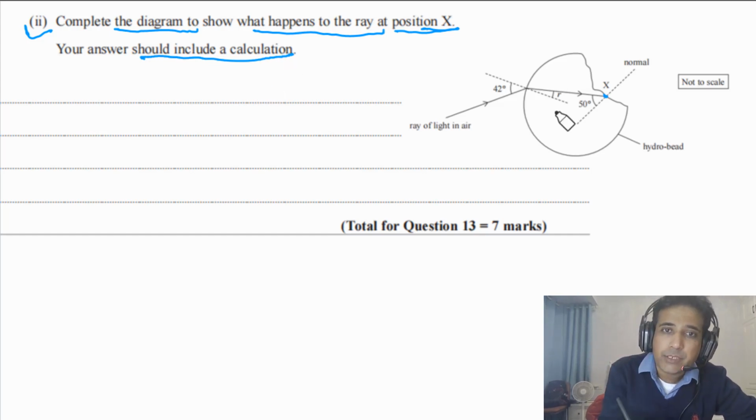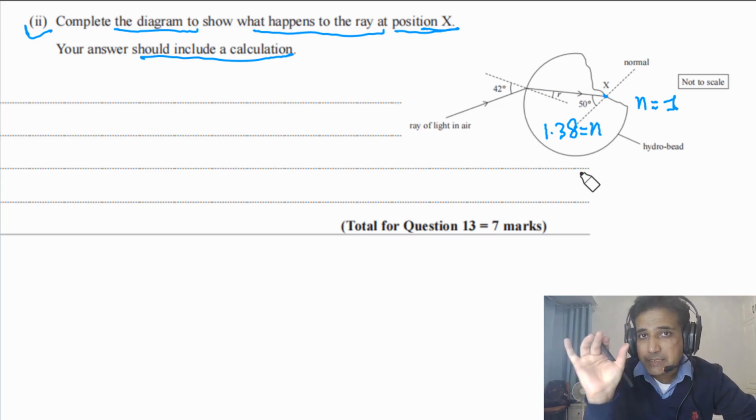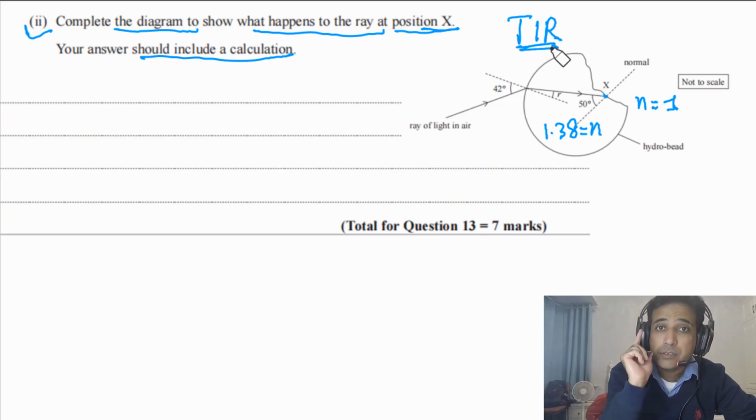So how can we answer this question? First, we need to understand this medium. The refractive index of this medium is 1.38 and the refractive index of air is 1. So here we have the values of n. Light is traveling from a denser medium to a less dense medium, so total internal reflection is possible in this case. To answer this question, before we complete the diagram, we need to calculate the critical angle.